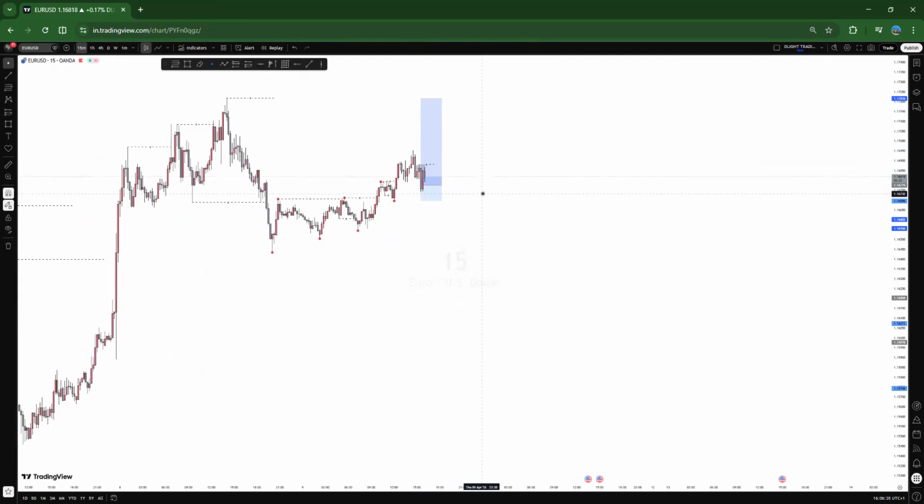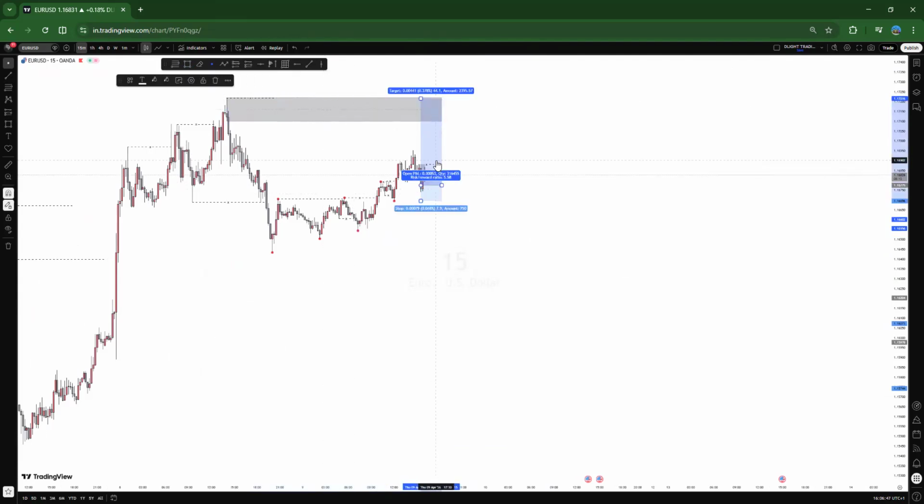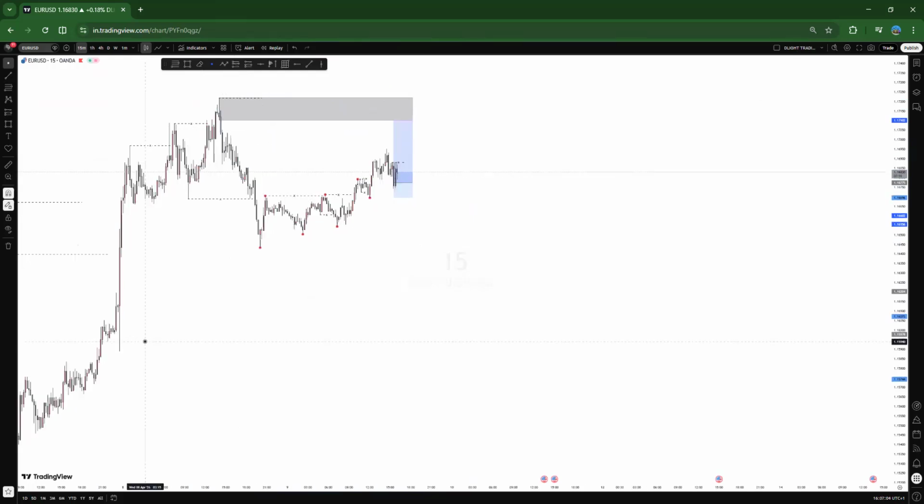I don't want that, because right around here, you can see that there is a supply zone that has not been tapped. And if I want to even take my profits, I will take it right around here. Why? Because this zone is untapped and there's imbalance here. I don't usually work with imbalances, but if it's there, it's like extra confluence.